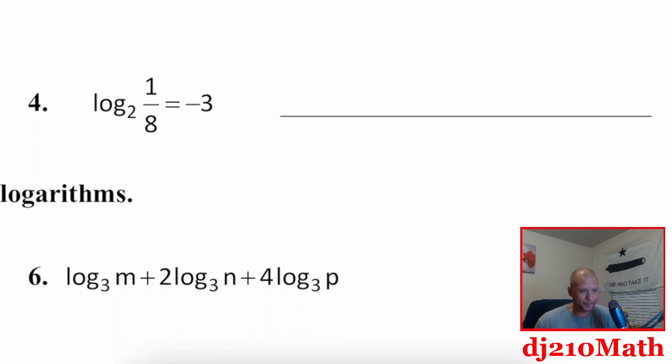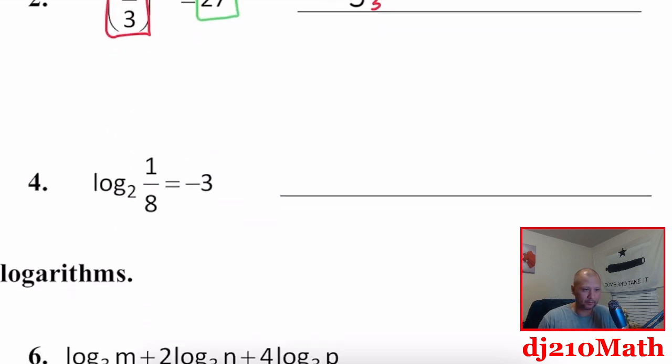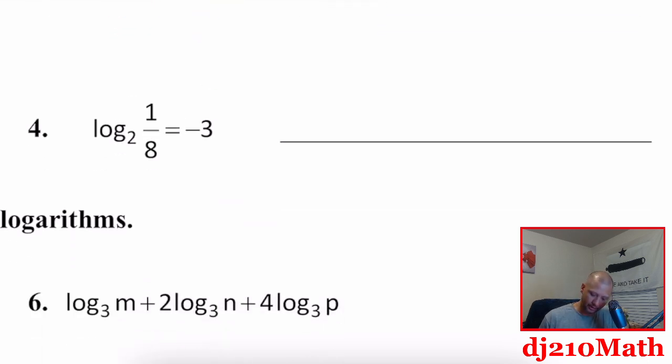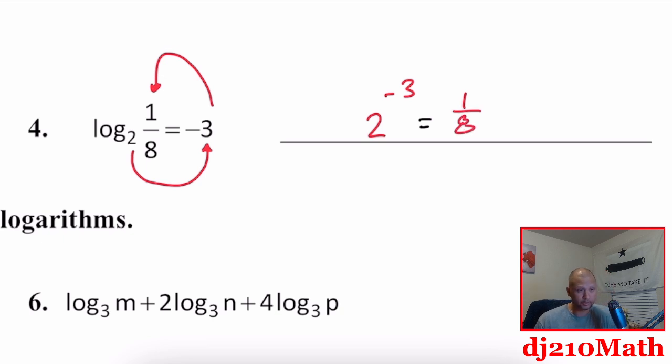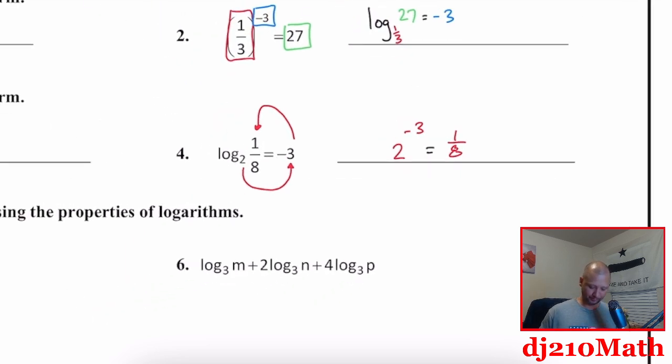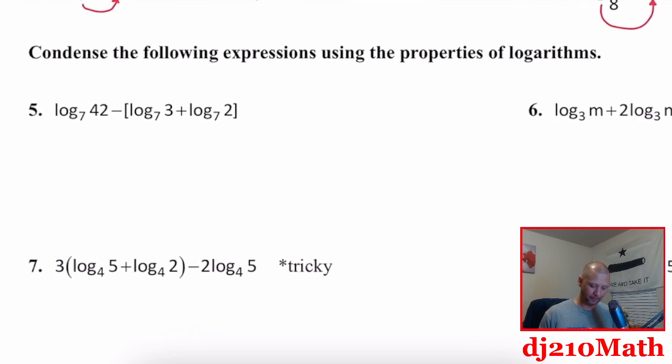All right, number 4. Again, the base 2 raised to negative 3 should equal 1/8. So 2 to the negative 3 power equals 1/8. That is this logarithm in exponential form. All right. So that's converting.